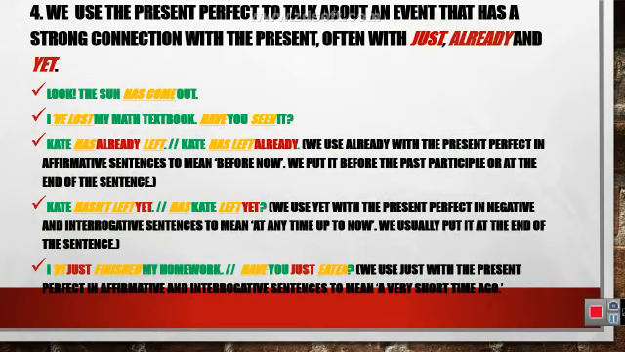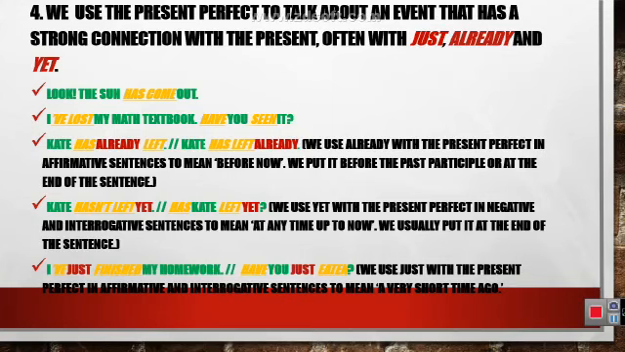Now the last use of the present perfect. We use the present perfect to talk about an event that has a strong connection with the present, often with just, already, and yet. For example, 1. Look, the sun has come out. 2. I've lost my math textbook. Have you seen it? Here we're talking about 2 events that are strongly connected with the present, or they have recently happened. They didn't happen a long time ago. So we use the present perfect, has come, have lost, have seen.